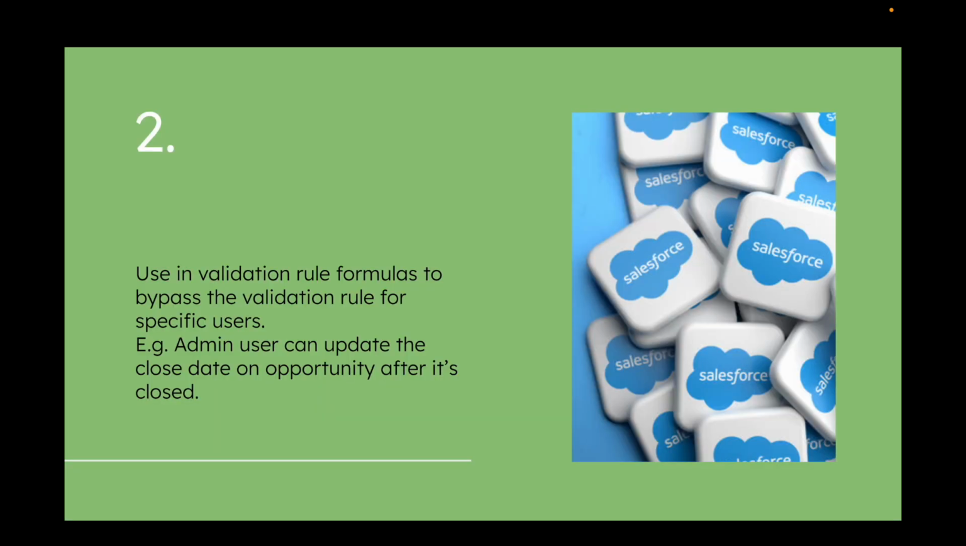Then the second use case: we can use it in validation rule formulas. We just talked about it. We can use it in validation rule formulas to bypass the validation rule for specific users. So suppose an admin user can update the close date on an opportunity after it has been closed, but for the rest of the users, it should not work like that.